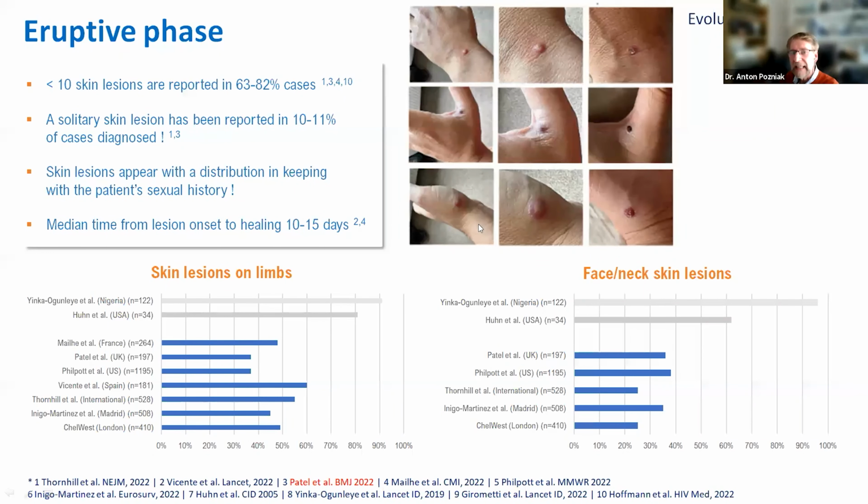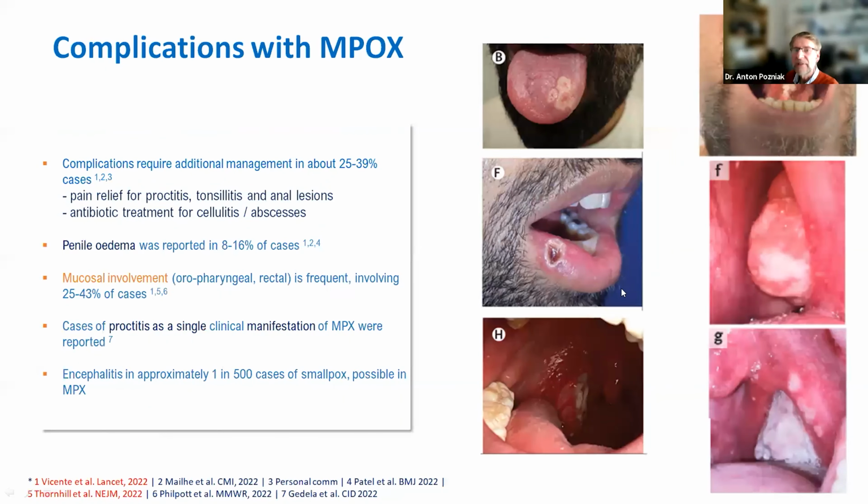And you can also get lesions elsewhere on the body. Here's a person who's just got one on the hand, which is getting better. So skin lesions on the limbs or face and neck. And here are some complications with big oral ulcers. I've shown you anal and rectal ulcers, and these can be very severe. Here's a big ulcer on the lip, and here in the throat.